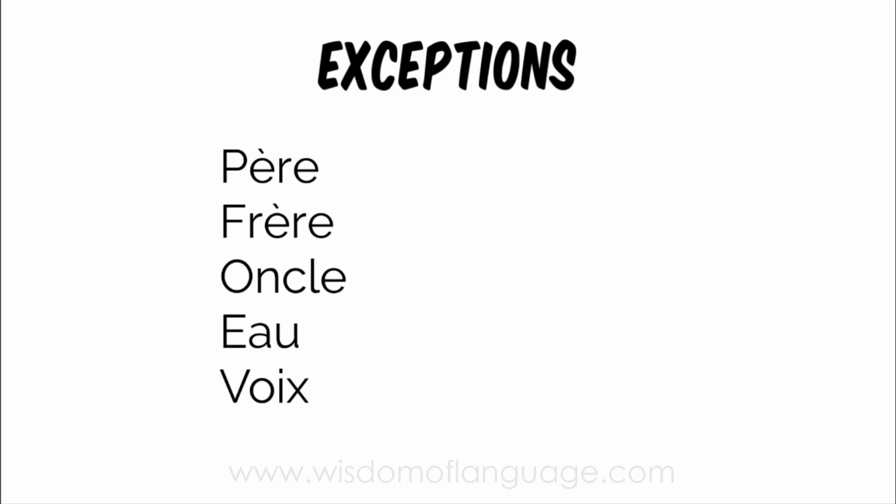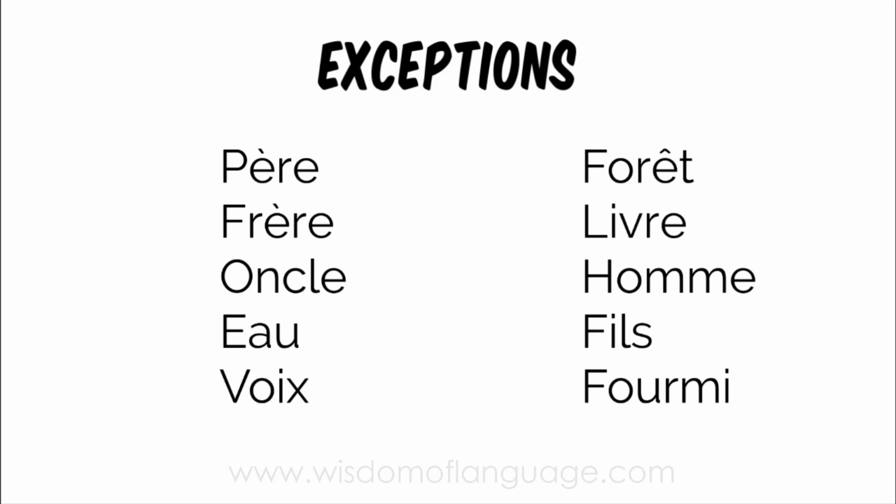Voix. Voix is voice. So voice is feminine. It is ending in X, so it is supposed to be plural according to the rule. But it is an exception. The next one is forêt. Forêt is forest. It is ending in T, so it is actually supposed to be masculine. But this word is a feminine word. And livre. Livre is masculine. It is ending in E, but still it is masculine. Livre means book.